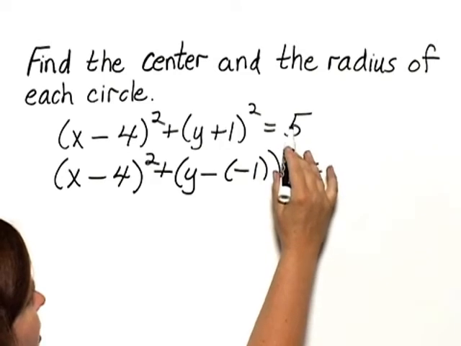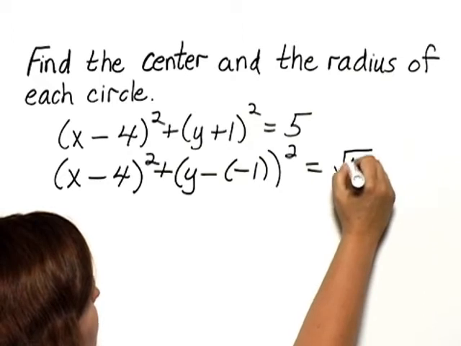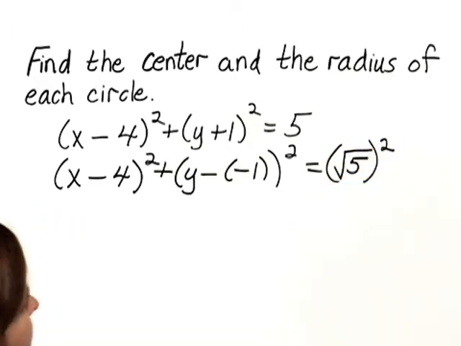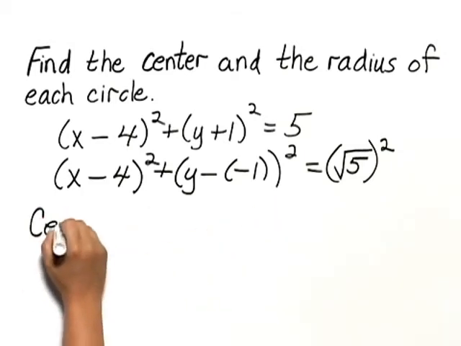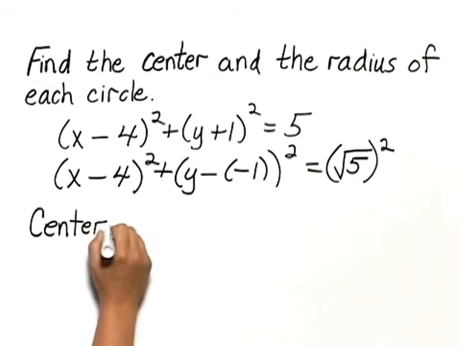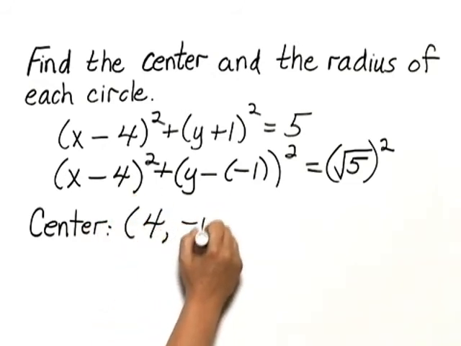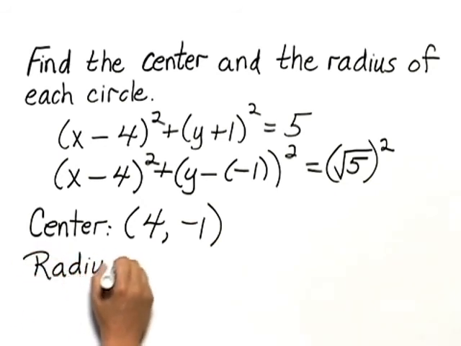Well, the square root of 5 is just written as the square root of 5. So let's write this as (√5)^2. That's the same thing as 5. Then we can read from here that the center is (4, -1), and the radius is the square root of 5.